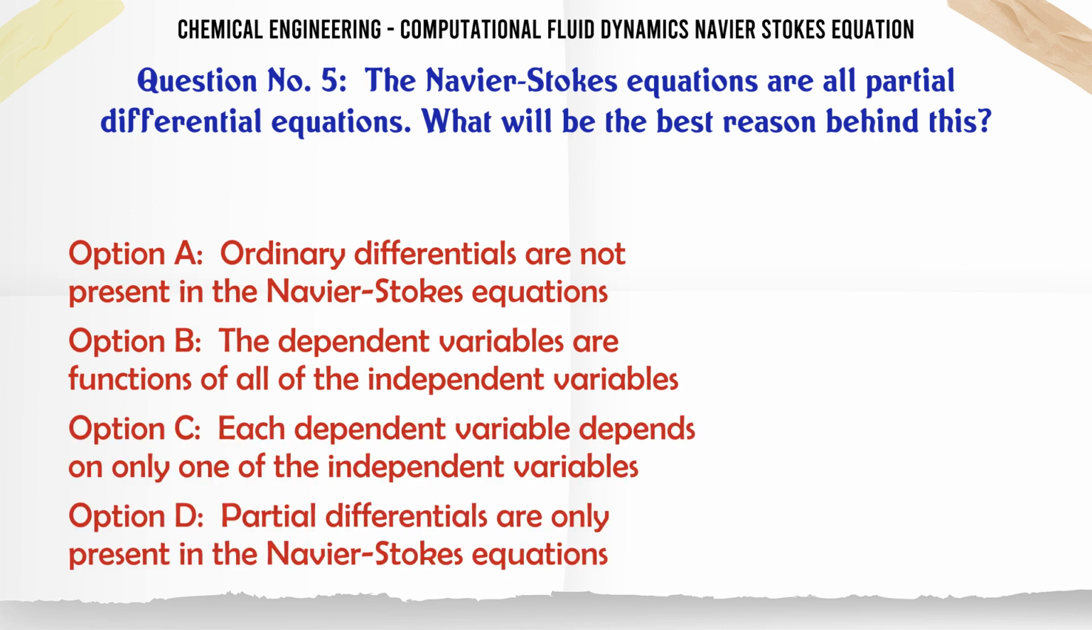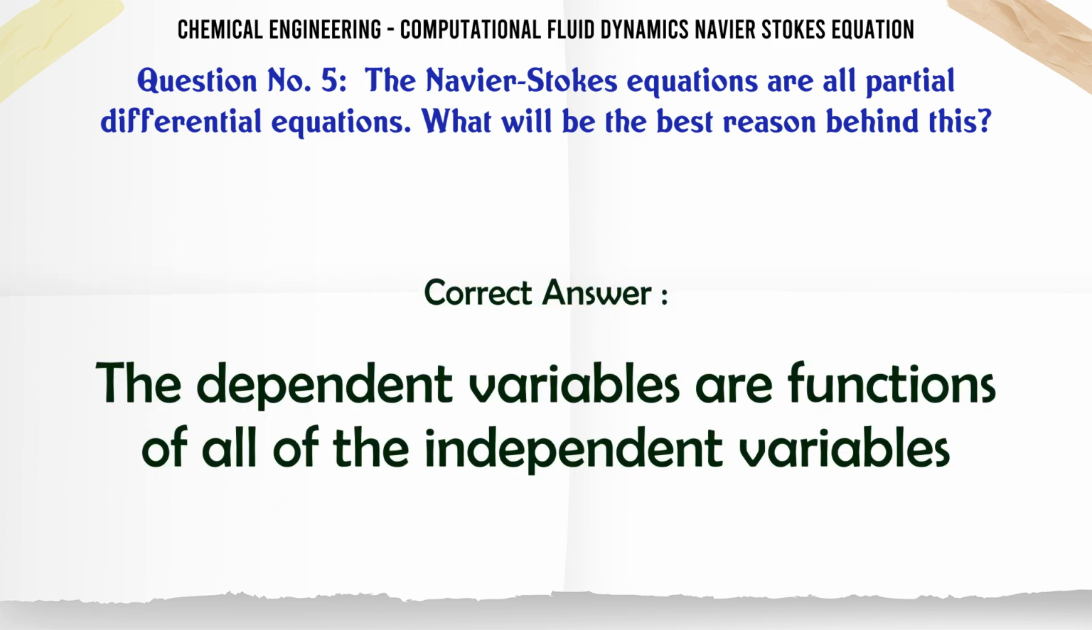The Navier Stokes equations are all partial differential equations. What will be the best reason behind this? A: Ordinary differentials are not present in the Navier Stokes equations. B: The dependent variables are functions of all of the independent variables. C: Each dependent variable depends on only one of the independent variables. D: Partial differentials are only present in the Navier Stokes equations. The correct answer is the dependent variables are functions of all of the independent variables.